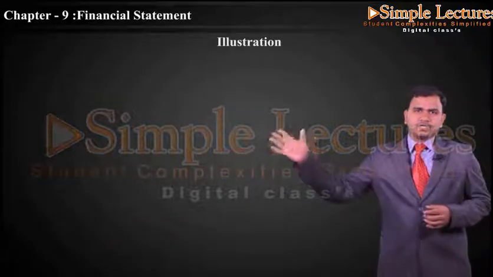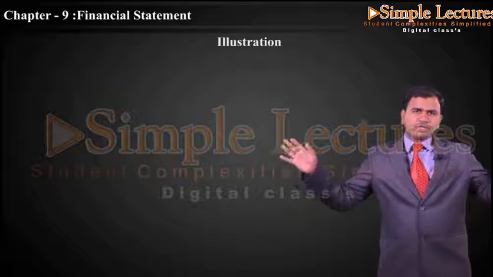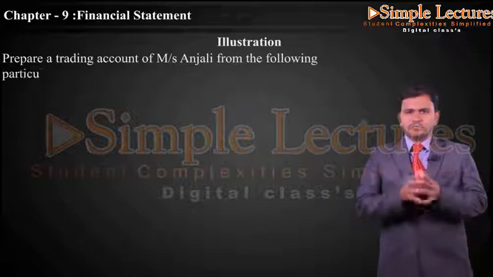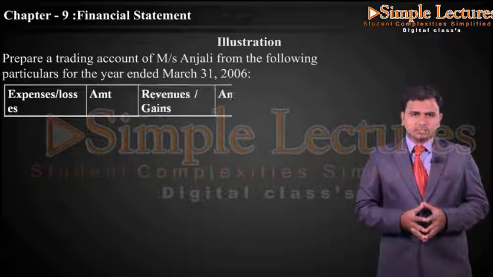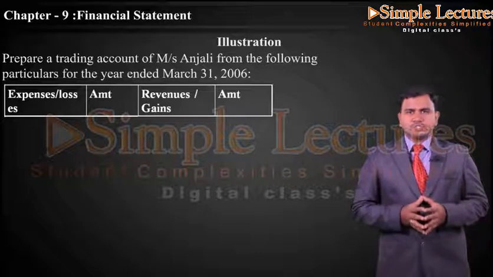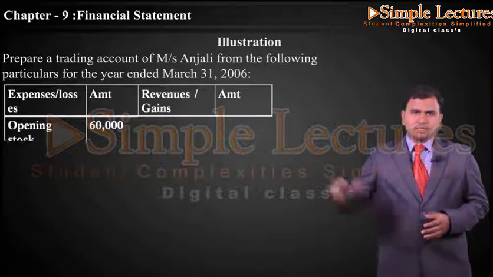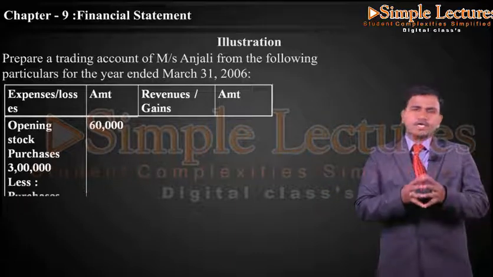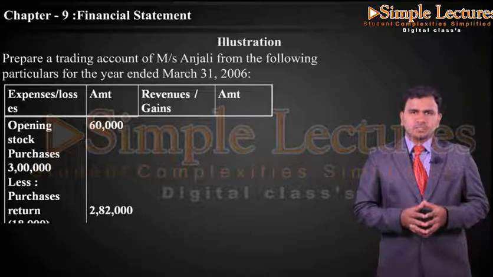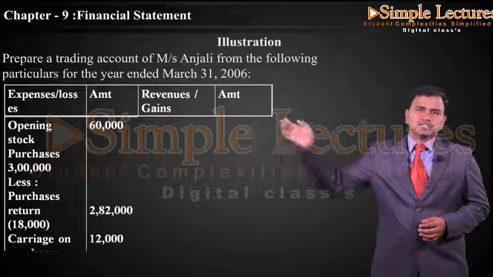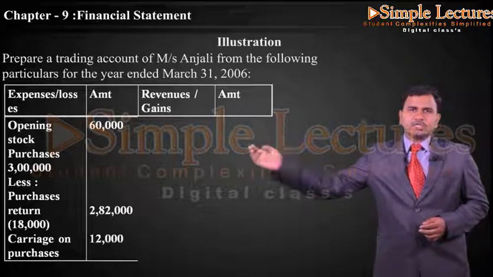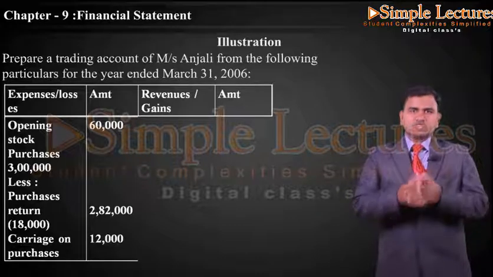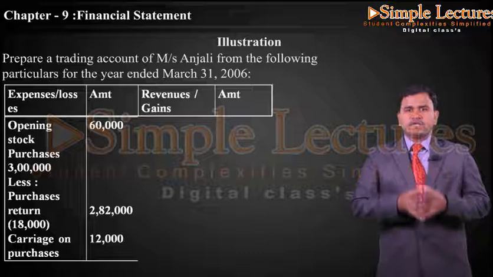Coming to the next trading account, the format will be particulars amount, particulars amount. One side we have debit and another side we have credit. The title will be trading account in the books of Miss Anjali for the year ended 31st March 2006. The first entry given is opening stock, which we are going to record in the debit side. Opening stock in the amount column 60,000. Then we have purchases 3 lakh, and again purchase return is given, which is 18,000. Again in the debit side, purchases less returns, in brackets we can write 3 lakh minus 18,000, and the balance will be considered in the amount column, which is 2,82,000.